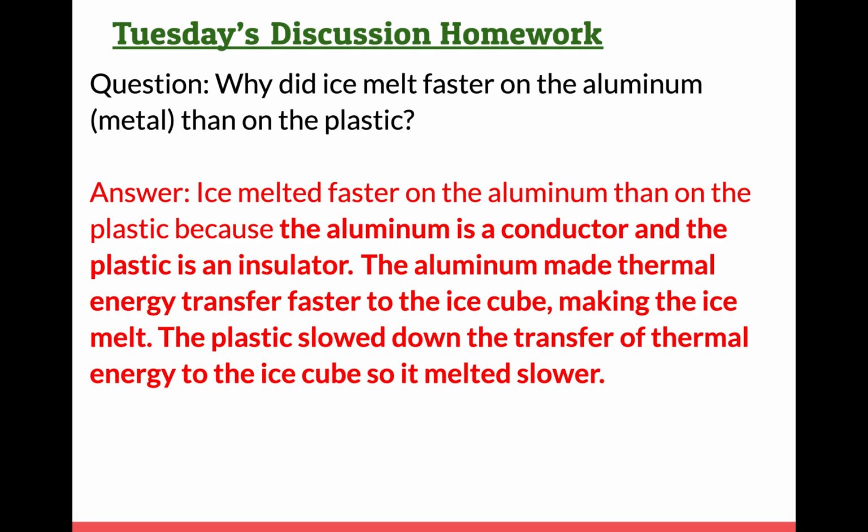So if you were to eat ice cream, you wouldn't scoop your ice cream onto a metal bowl. You would scoop your ice cream onto a plastic bowl or onto an ice cream cone. Because if you put ice cream on a metal bowl, the ice cream would melt very quickly since the metal is a conductor. It's going to transfer thermal energy from the surroundings, from the sun, a lot quicker to your ice cream.